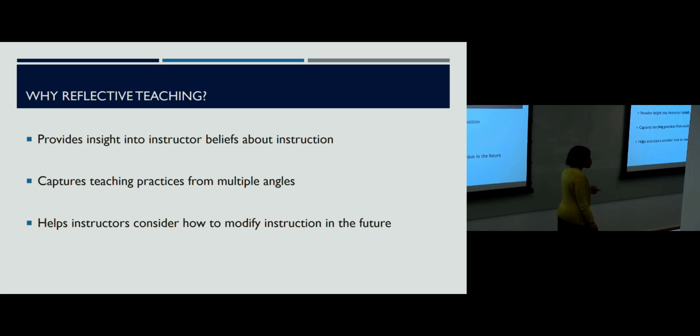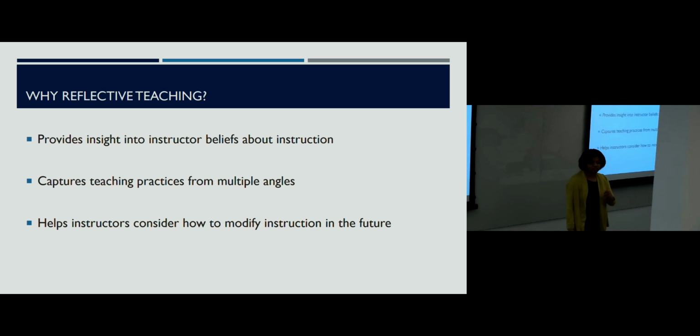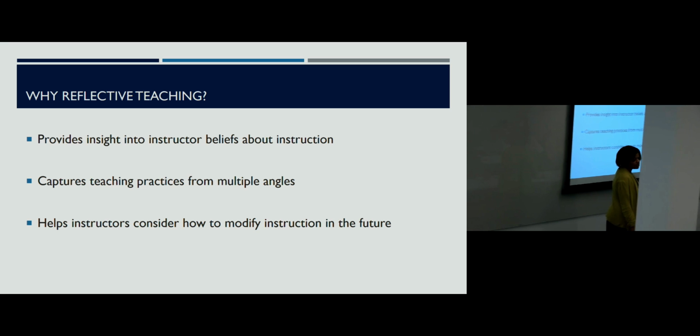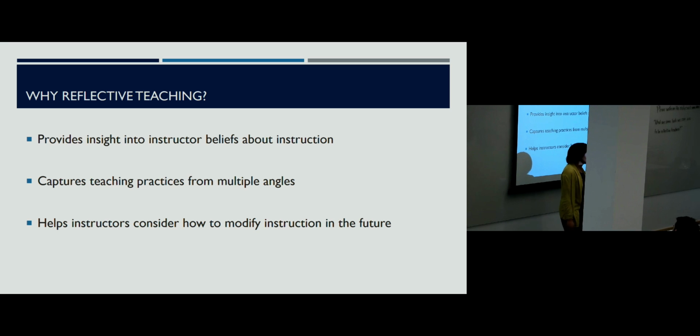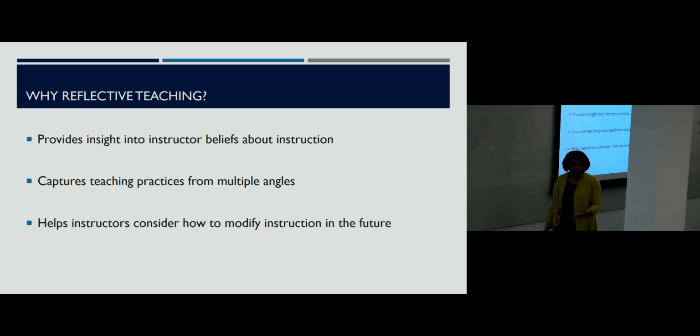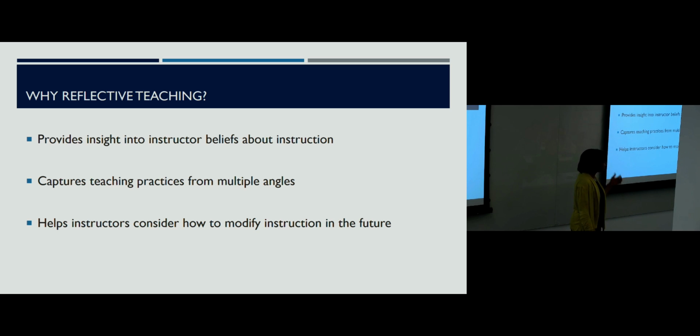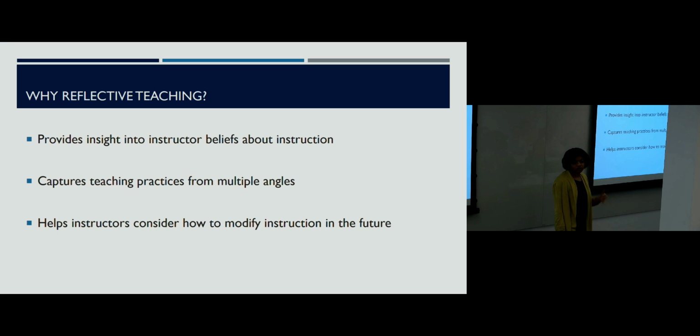It captures our practices from multiple angles. So we mentioned student feedback, my own feedback, and other people's feedback on my teaching. I can use all of that, and then I can think about how I change in the future. So maybe I get feedback on my evaluations, I get feedback from my peers, maybe they come and observe my teaching, or from anyone else. And I think about how I can use this to actually change instruction if I should.